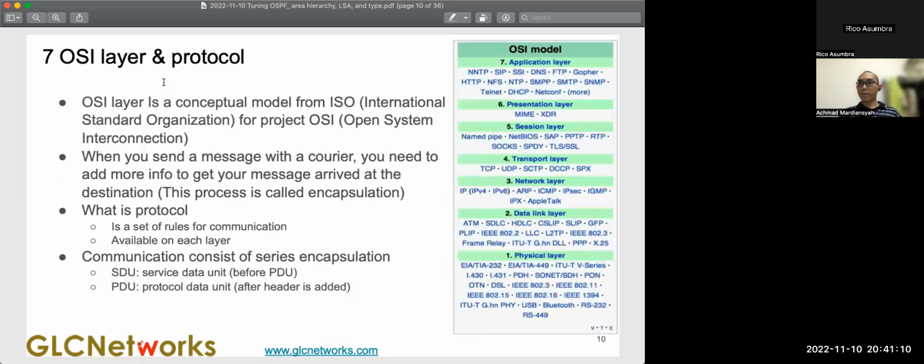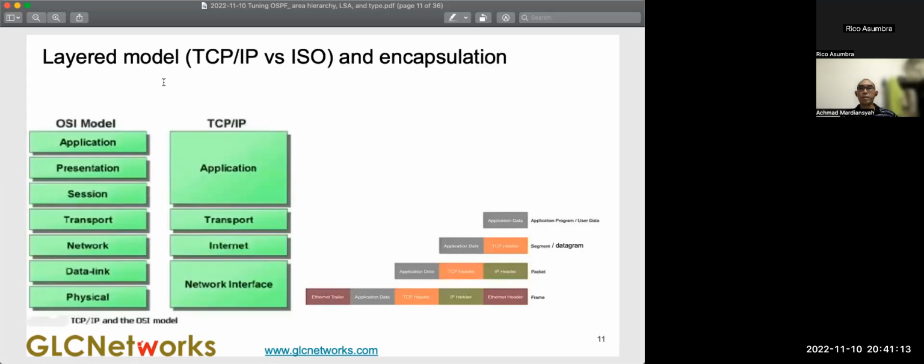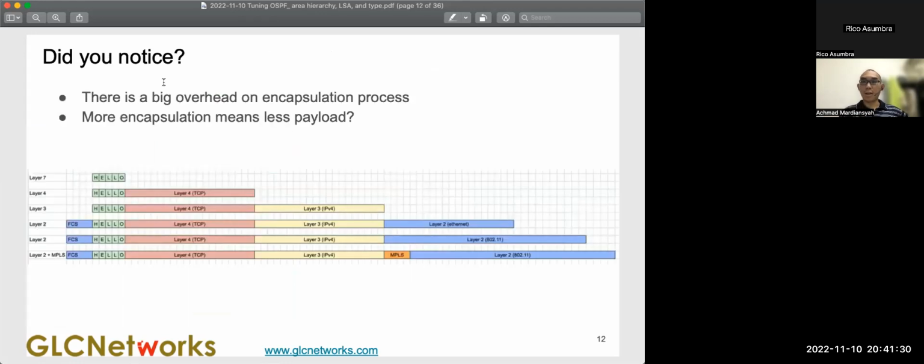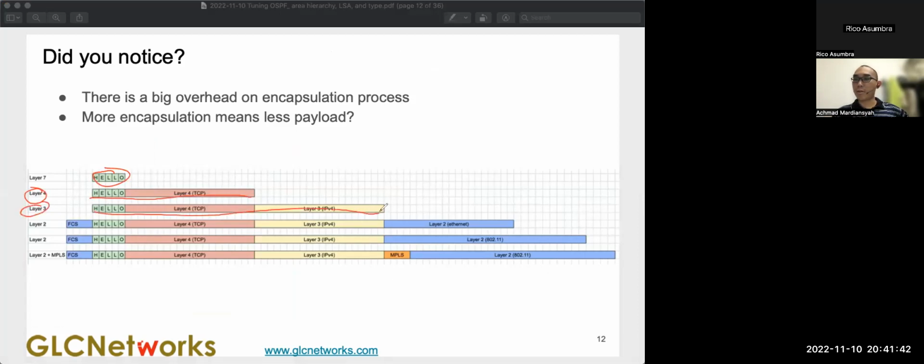Okay, so let's review. We know the OSI layers, and we know the encapsulation process. From the data, we have a segment or datagram, then packets, then a frame, and then bits. As you can see, we have lots of encapsulation here. So on layer 4, this is what you send. On layer 3, this is what you send. Getting bigger and bigger.